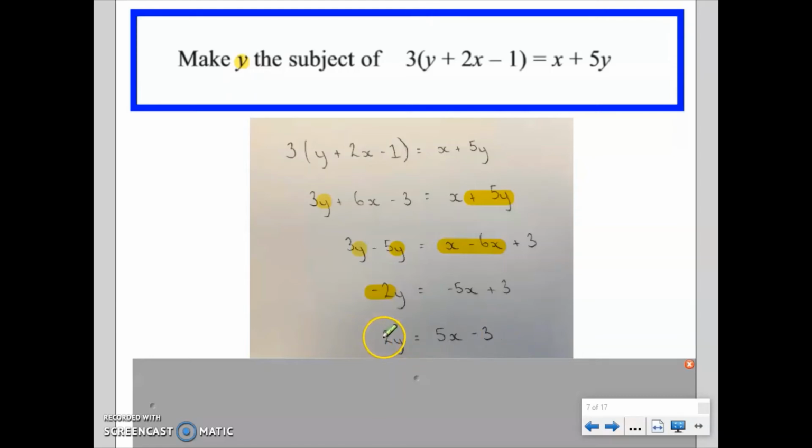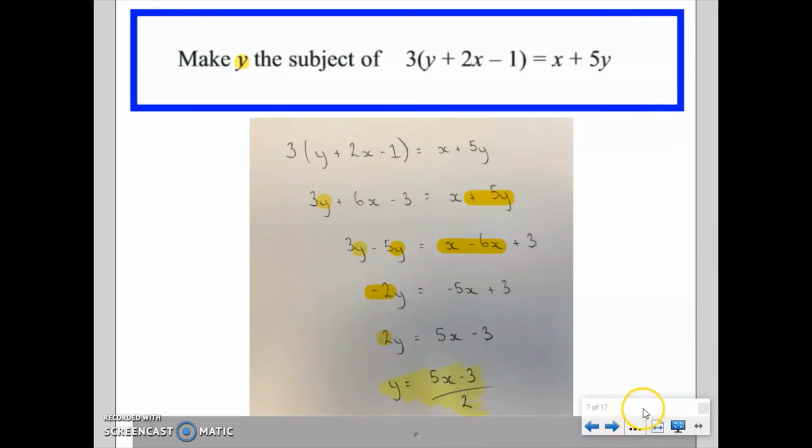From this point, I'm going to divide both sides by 2. And then you can see I finally isolated the y over here. So a much trickier question. It included expanding brackets. We were dealing with 2y, so we had to simplify. We ended up with a minus 2y, which we didn't want to deal with, so we had to manipulate that to become positive. And then finally, we divided by the 2 to leave us with the single y.